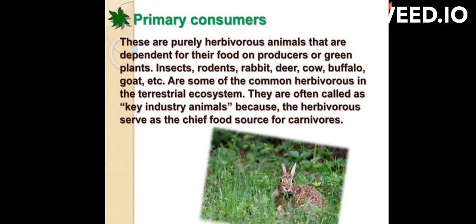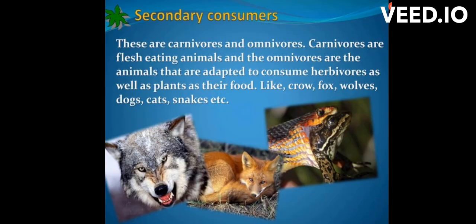Primary consumers are purely herbivorous animals that depend for their food on producers or green plants. Insects, rodents, rabbits, deer, cows and buffalo are some of the common herbivores in the terrestrial ecosystem. They are often called key industry animals because the herbivores serve as the chief food source of carnivores.